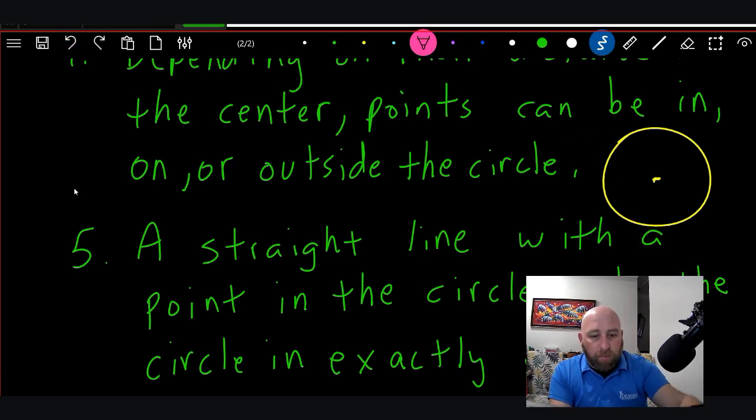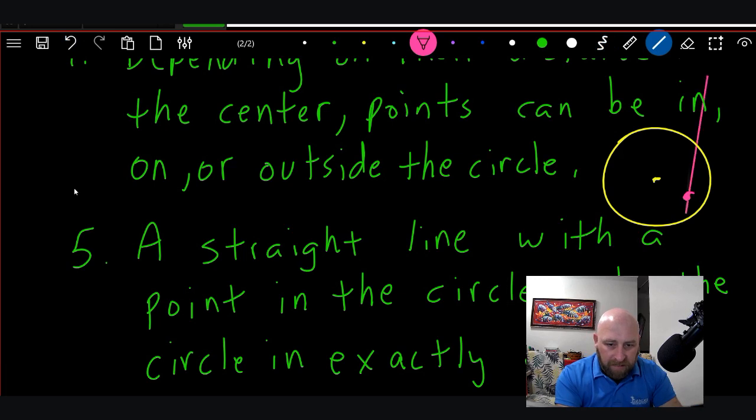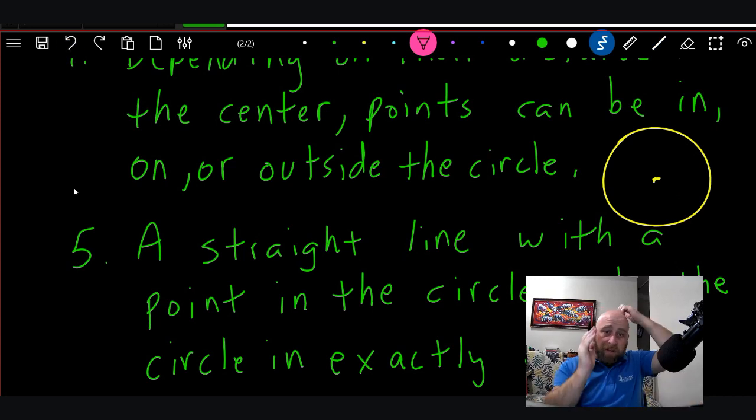So if you have a point inside the circle, it doesn't matter where it is. Let's put one over here. And now I take a line, and then it's going to touch 2 times. It's touching here, and it's touching here. Okay? So anytime that you have a point in the circle, and you connect a straight line to it, it will cut the circle in 2 points. It will touch the circle in 2 points.